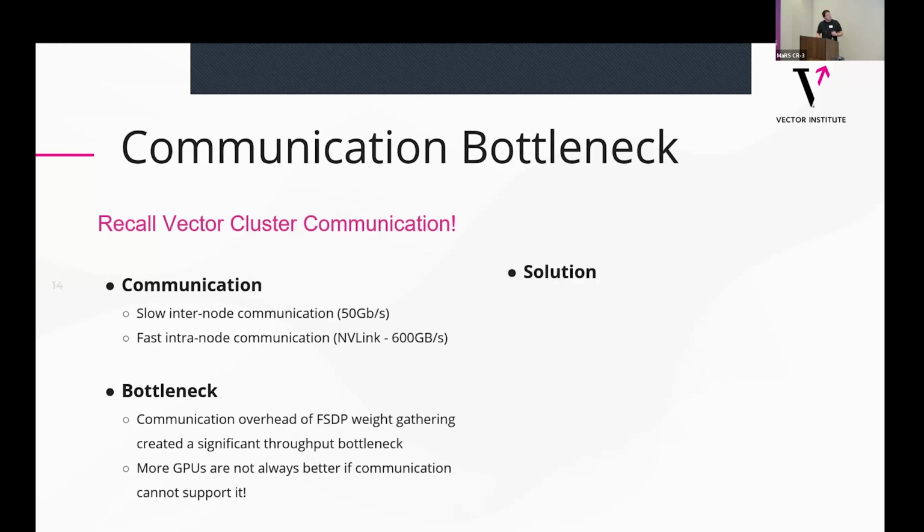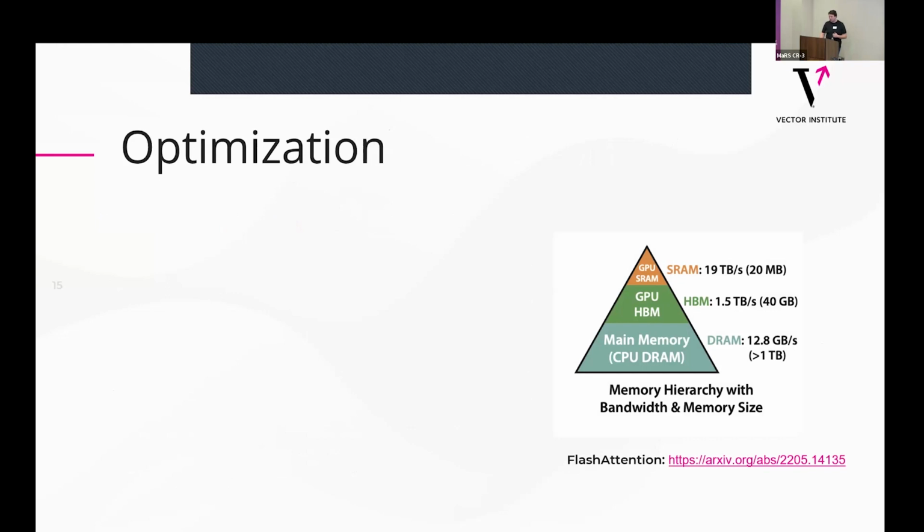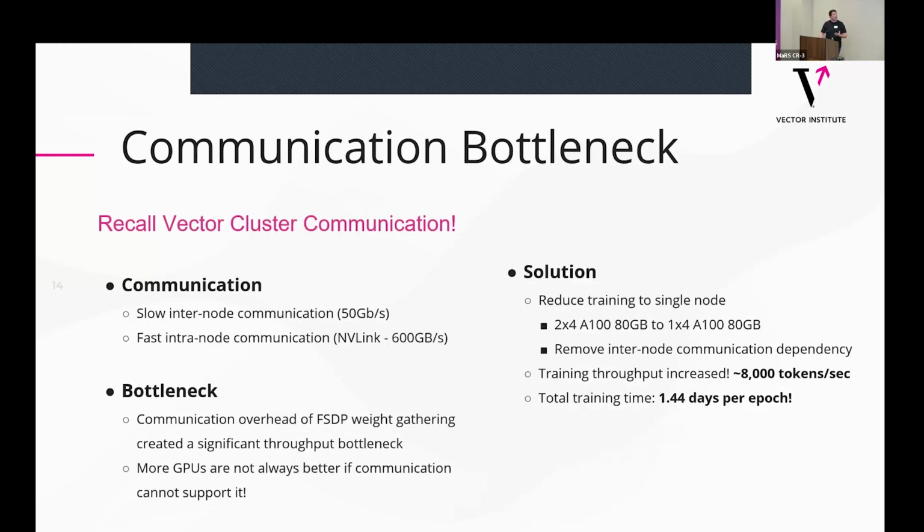So the naive solution here is let's reduce training to a single node and see what that looks like. We drop down from our 2-node allocation to a single node allocation, just 4 A100s. What's the impact here? We remove that internode communication dependency, and we see our training throughput increase quite dramatically to about 8,000 tokens per second. That cuts total training time down from over 8 days per epoch to about a day and a half per epoch. But we didn't stop there.